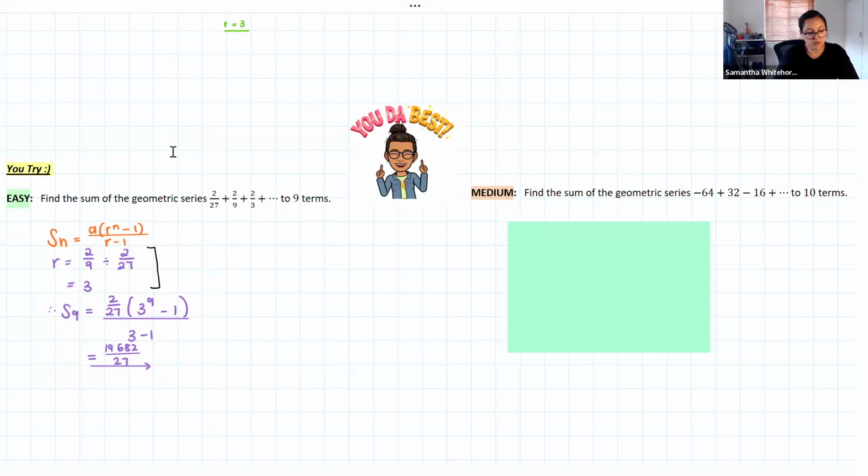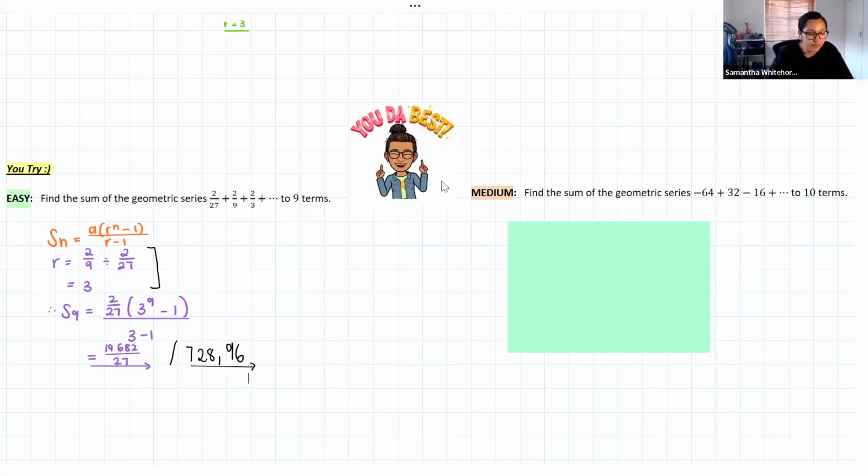Now that means very little. So as a decimal, that value is 728.96. Remember, both of them are fine. Don't mind if you leave it as a decimal. I don't mind if you leave it as a fraction. Up to you. You're not going to get it wrong either way.